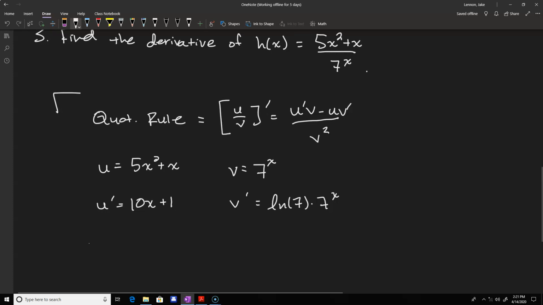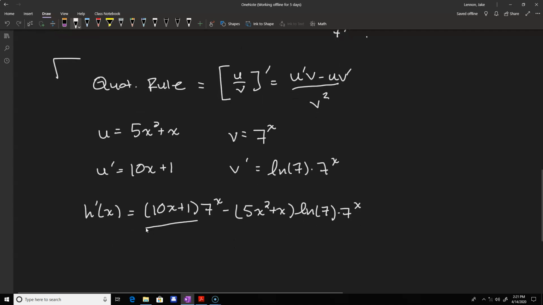So we have h prime of x is equal to, again, u and u prime have multiple terms, so we need to incorporate parentheses for those. So we have the quantity 10x plus 1 times 7 to the x minus the quantity 5x squared plus x times natural log of 7 times 7 to the x, with everybody being divided by v squared. So this is 7 to the x squared in the denominator.